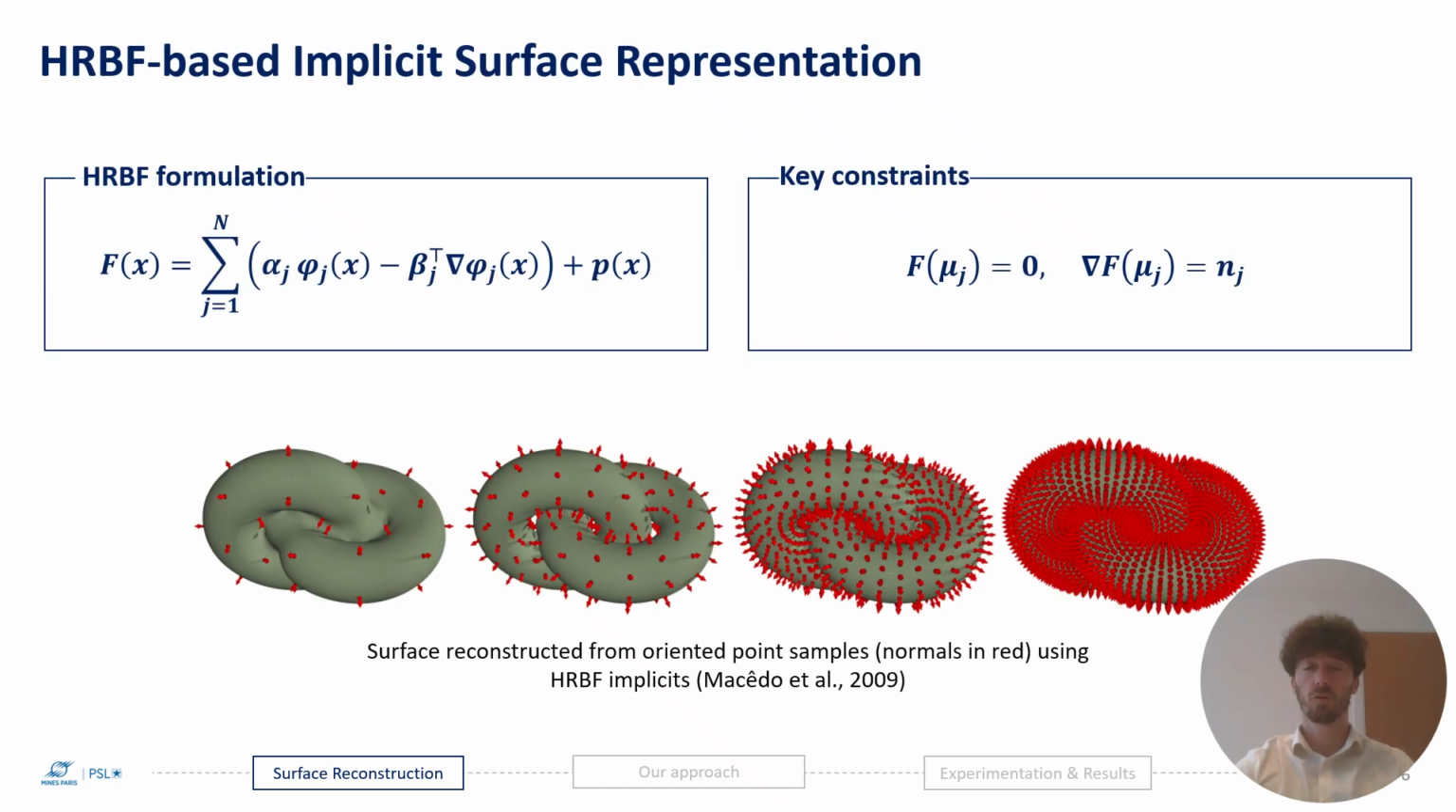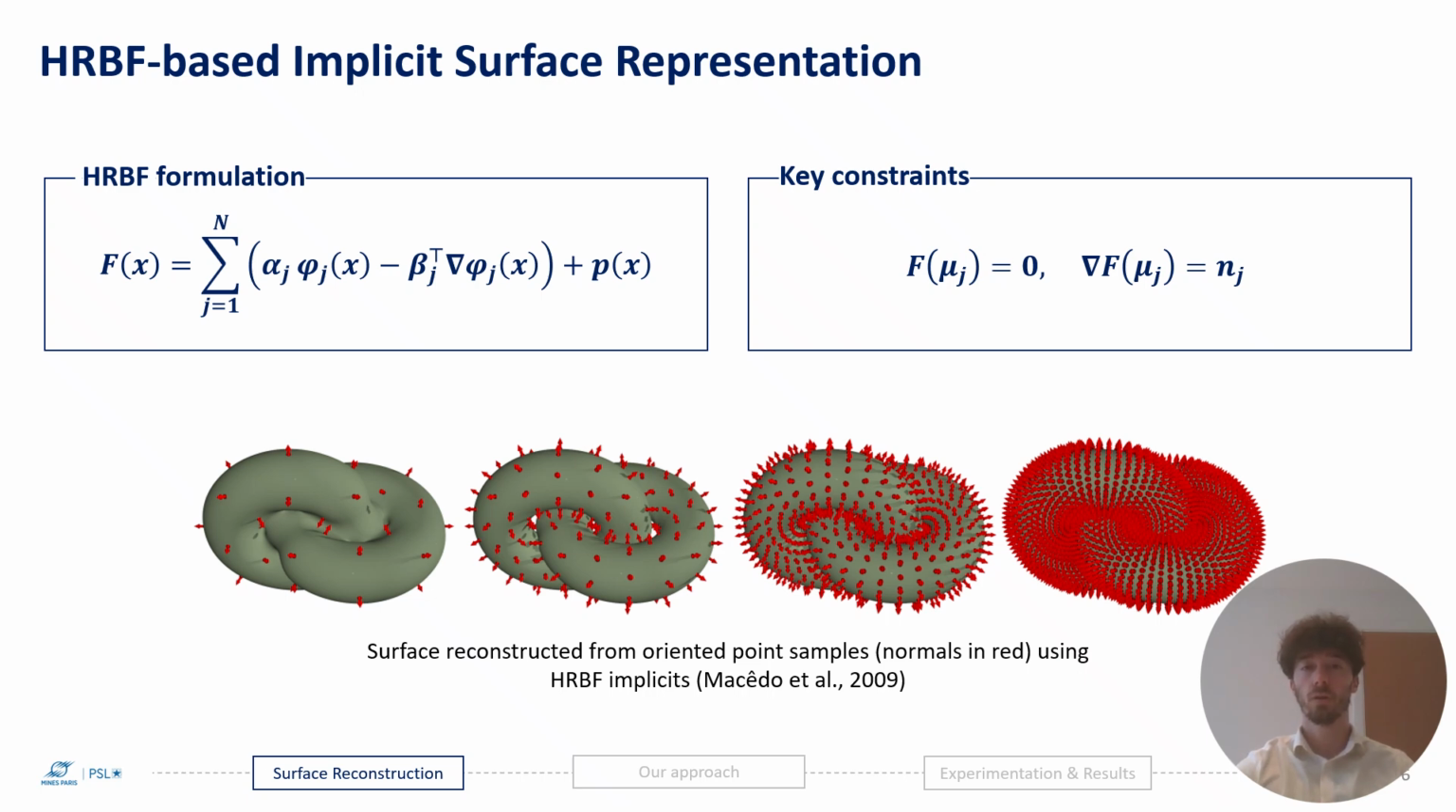Among implicit reconstruction methods, an important family is based on Hermite radial basis functions, or HRBF. The main idea is to define the implicit function f as a weighted combination of radial basis functions on one part and their spatial derivatives on the other part, together with a low-degree polynomial term. What makes HRBF particularly interesting is that they naturally incorporate both positional and normal information. Instead of only enforcing that the surface passes through the sample points, the method also constrains the gradient of the implicit function.